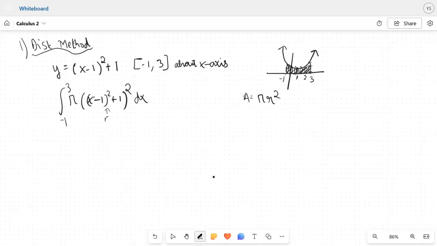Now, next step, we got to solve this integral. Let's solve it. So integral from -1 to 3 of pi. Now what we could do here is u sub. So let's say u equals x minus 1, du equals dx. Okay, so if we say the x minus 1 is equal to u, so we could say (u squared plus 1) to the whole square dx.